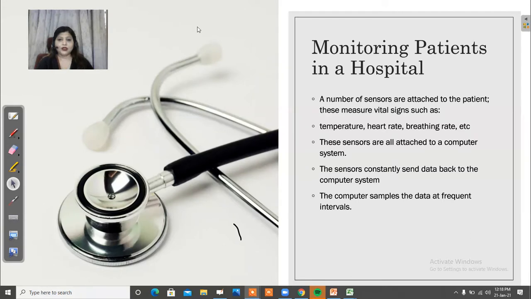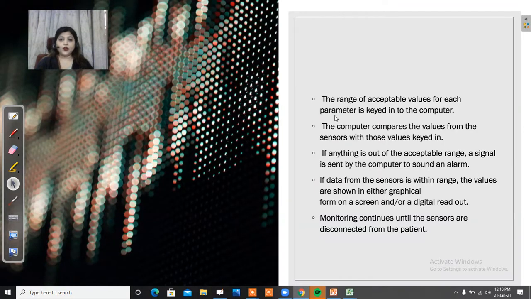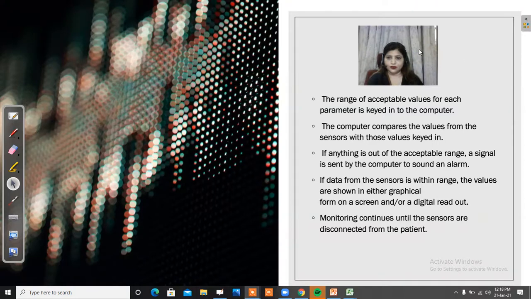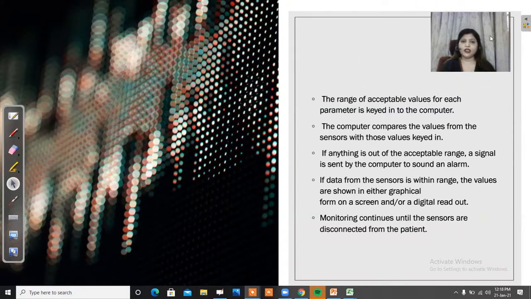Okay, so if you go ahead, the range of acceptable values for each parameter is keyed into the computer. Acceptable values are already fed into the computer, and every time the computer is comparing the values from the sensors with those values that are keyed in. If anything is out of the acceptable range, a signal is then sent by the computer to sound the alarm. As I told you, in our case, it's not the alarm, it's usually a red light. Okay, or any small beep.